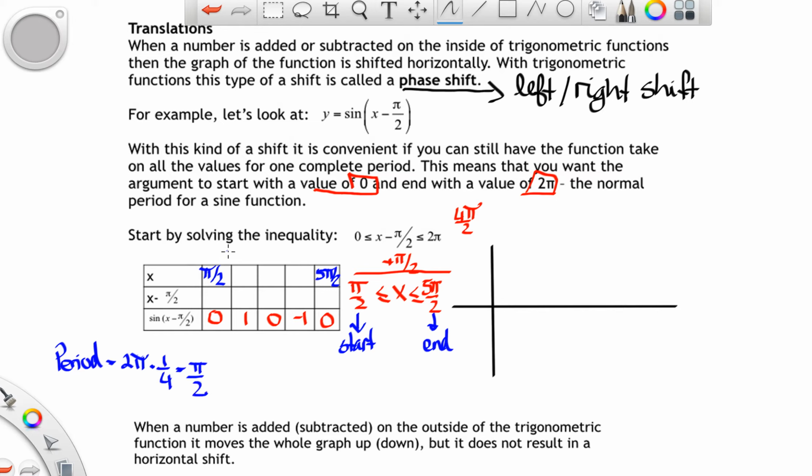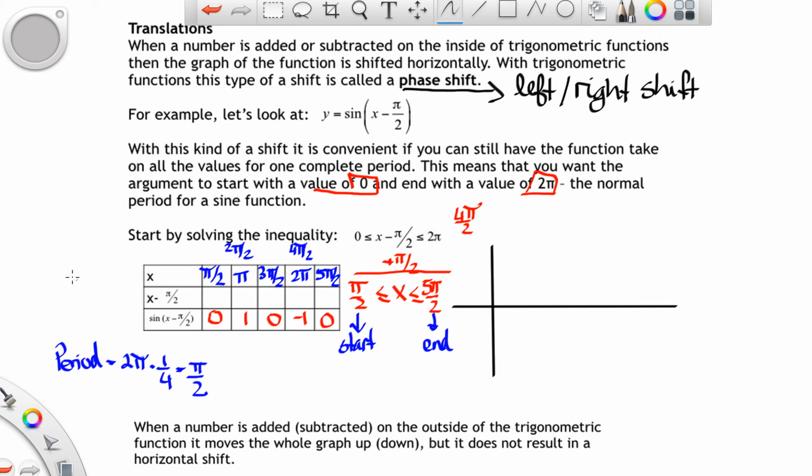So 1 pi over 2 plus pi over 2 is 2 pi over 2, which would just be pi. And then we get 3 pi over 2. And then the next one would be 4 pi over 2, which would be 2 pi. And then 5 pi over 2. So let's see what happens.